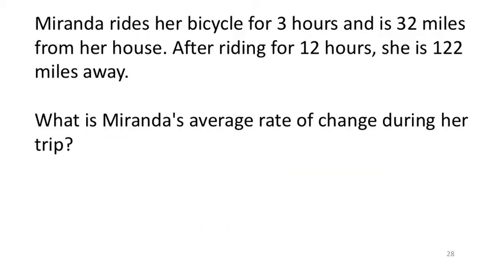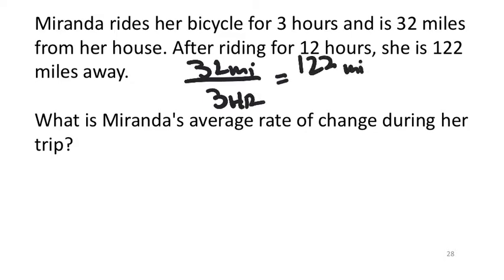All right, Miranda rides her bicycle. After riding for 3 hours, she is 32 miles from her house. After riding for 12 hours, she is 122 miles away. Now, sometimes we get caught up with a proportional thing and say, can't I just set this up as a proportion, where you'd say 32 miles in 3 hours would equal 122 miles in 12 hours? No, this is not what we're saying. This is not a proportion. That's not what we're saying here.